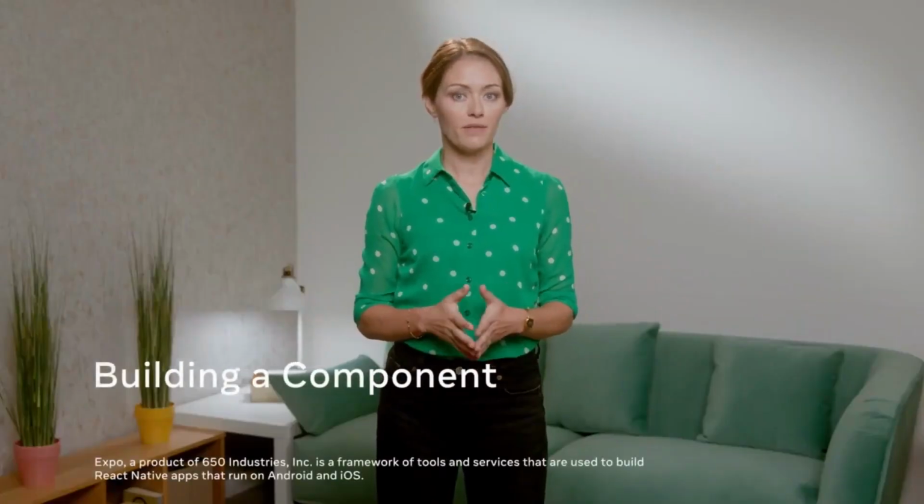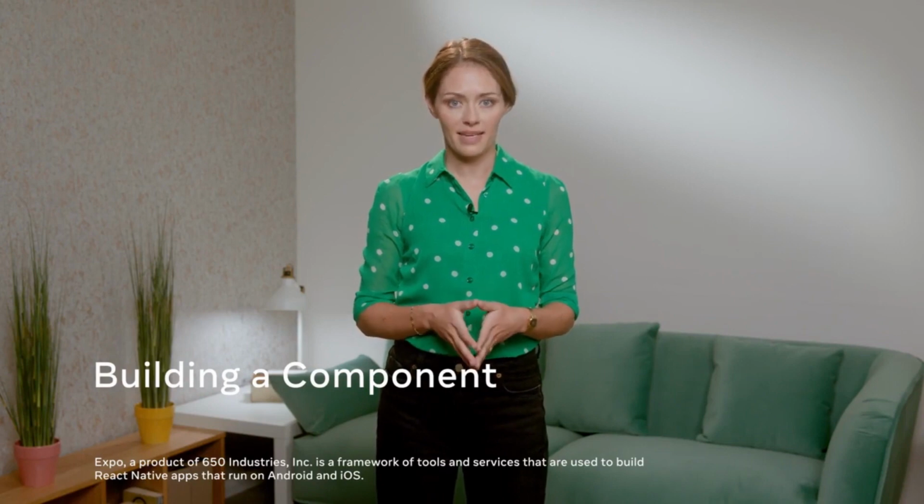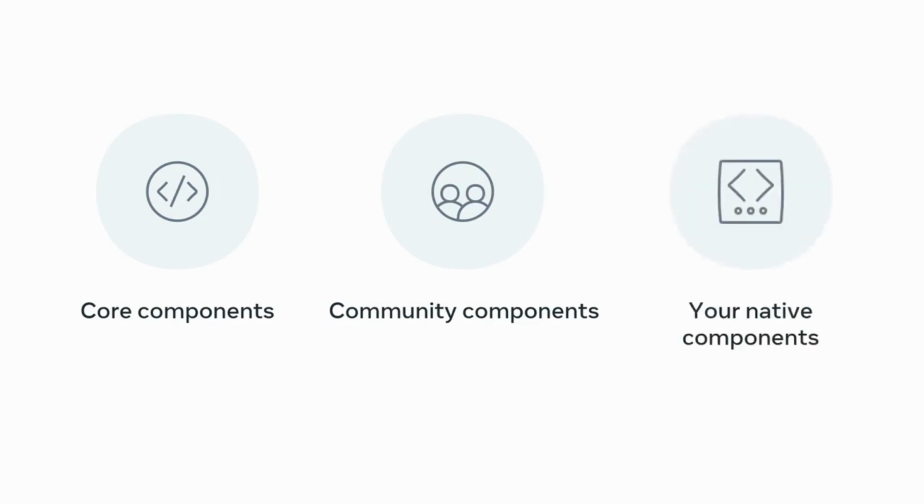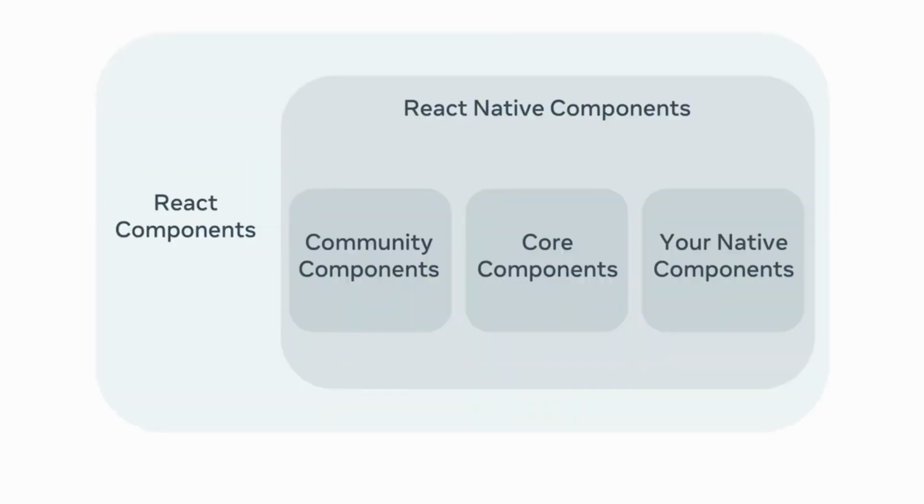In this video, I am going to demonstrate how you can build your very first component using React Native. Recall that React Native is a collection of components. You get your core components, like the View component, from the React Native application. Then you get community components, which are components that you get from the community packages that you must install. Lastly, you get native components that you create yourself. Keep in mind that all of these belong within the umbrella of React components.